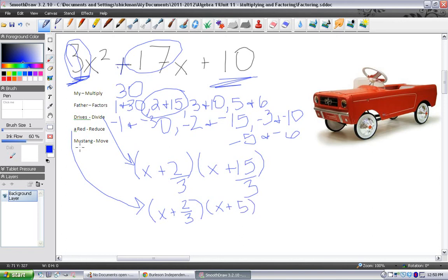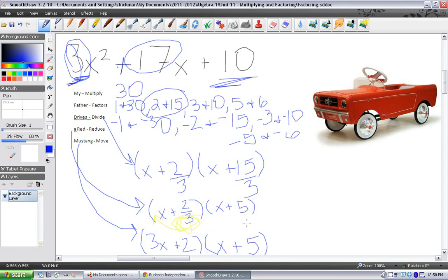Now for our last one, in my father drives a red Mustang. Mustang is our reminder for move. So we are going to move this 3 right here to be in front of the x right here. Only this x. And that gives us our answer. We end up with 3x plus 2 times x plus 5. Since there was no fraction left here, we just have the x plus 5 that we had in the previous step.